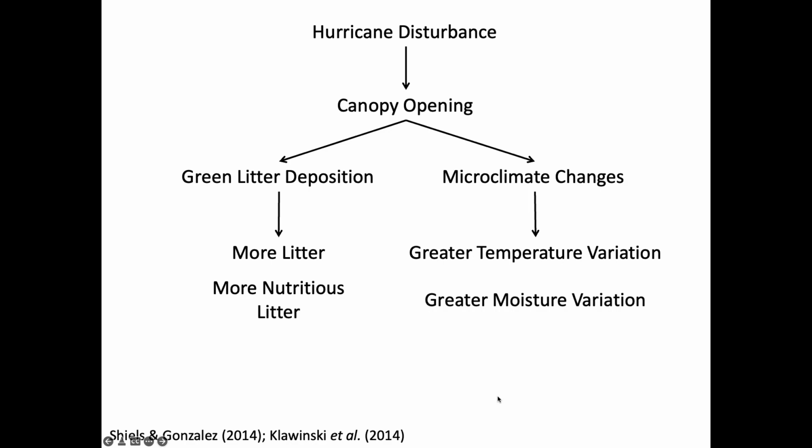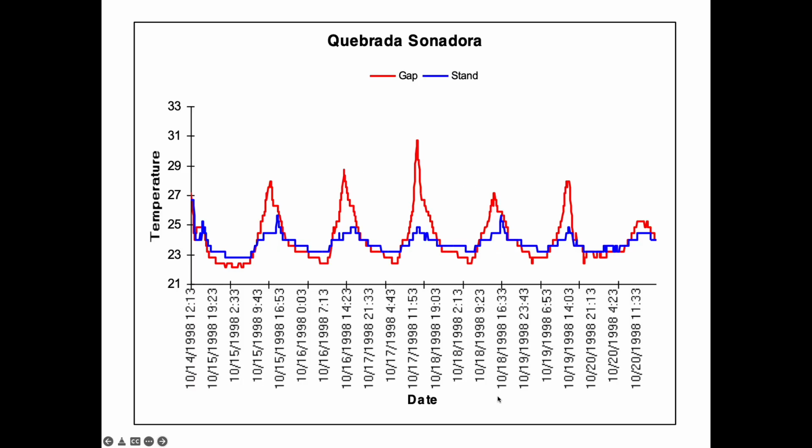Microclimate changes result in greater temperature variation and greater moisture variation. It's hotter during the day and cooler at night, and it's generally drier when it's not raining, and it's generally wetter when it is raining. And this is a temperature profile. In tree fall gaps after the hurricane is the red line. You can see at night it's getting cooler. During the day it gets hotter. Night it gets cooler. Day it gets hotter.